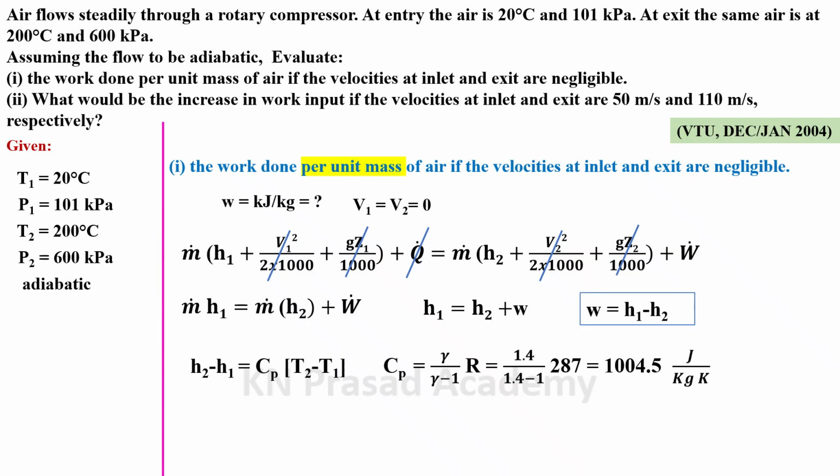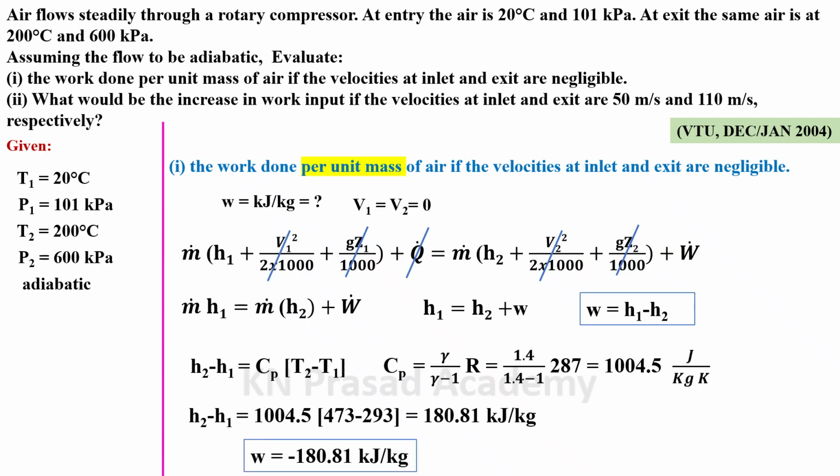So I have to substitute in h2 minus h1. Then h2 minus h1 will become Cp into T2 minus T1, that is 1004.5 into T2. The final temperature 200 degrees Celsius converted into Kelvin is 473. T1, 20 degrees Celsius converted into Kelvin, is 273 plus 20, that is 293. Then solve this one. The h2 minus h1 value is 180.81 kilojoule per kg. So the work done is h1 minus h2, then work done will become minus 180.81 kilojoule per kg.